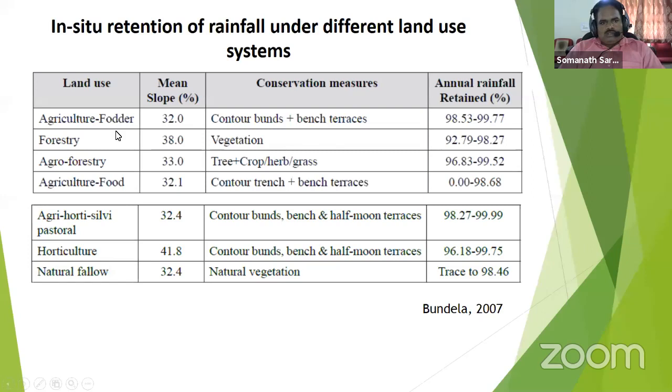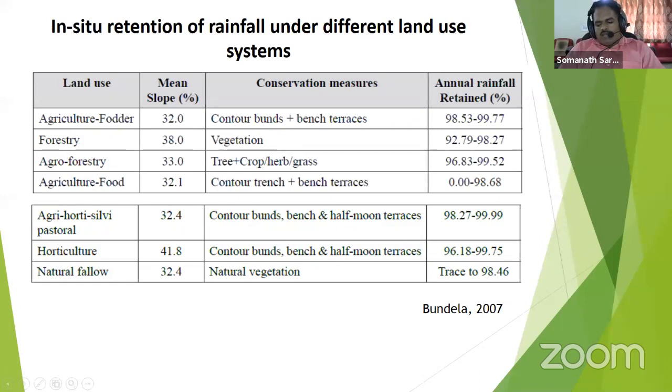In the agriculture fodder system, the contour bund plus bench terrace system, 98.53 to 99.77% of rainfall is retained. In the case of agroforestry, trees plus crop plus herbs or grasses, it retains 96 to 99.5% of the annual rainfall.